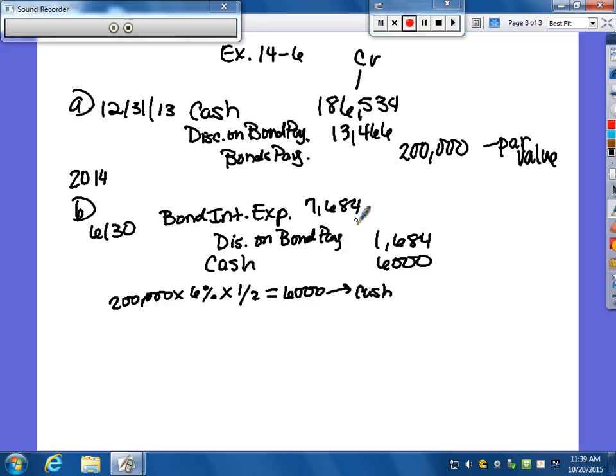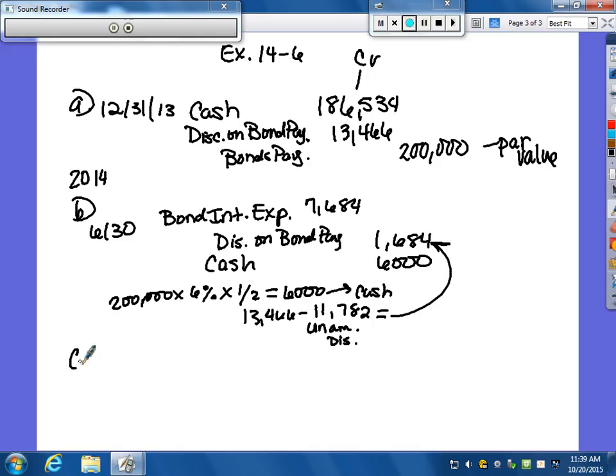Now, we found out the 6,000 cash, right? Yes. You need to tell people how you got the discount of 1,684. All right, so that's 13,466 minus the 11,782. What was the 11,782? That is the unamortized discount on 6/30/2014, and it's going to be minus the amortized discount.